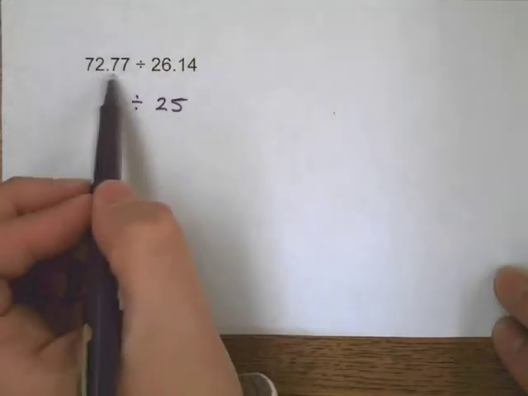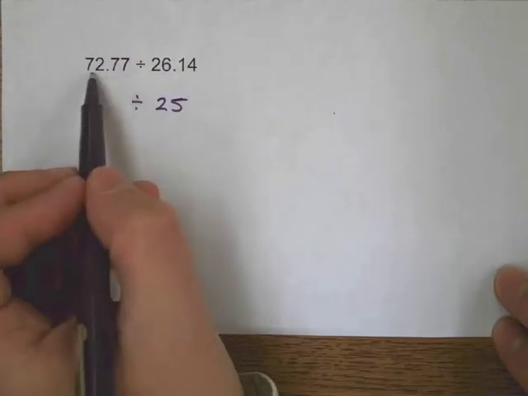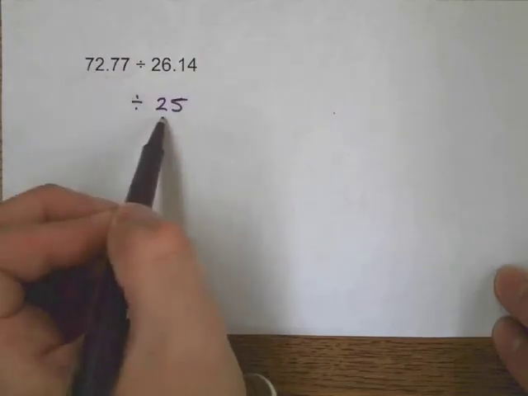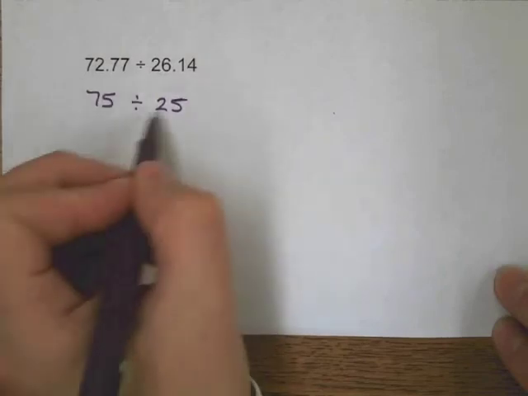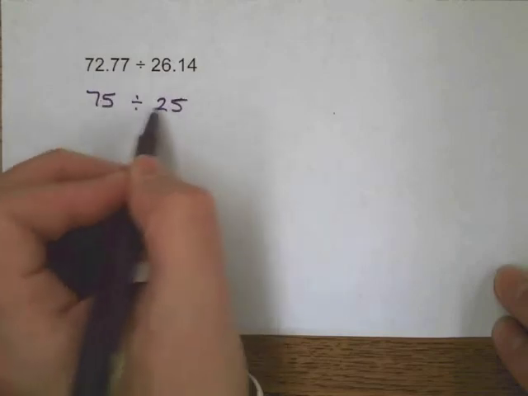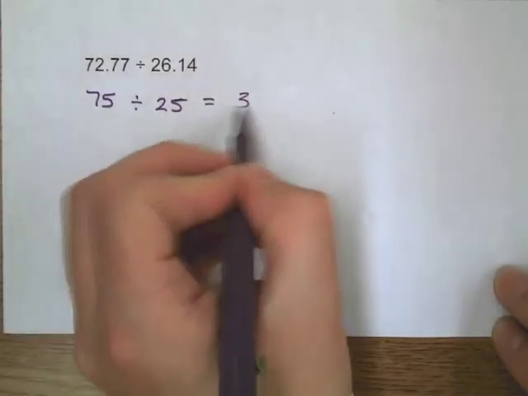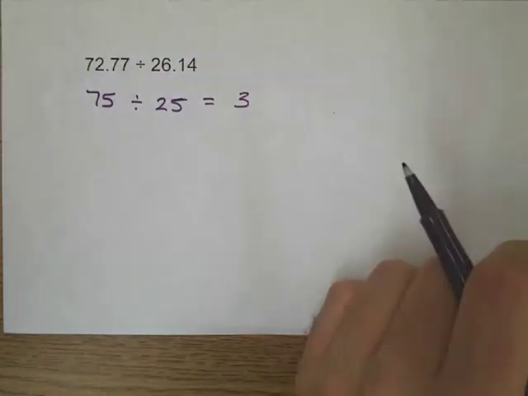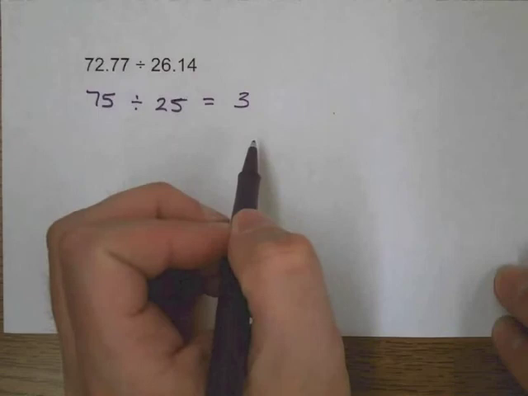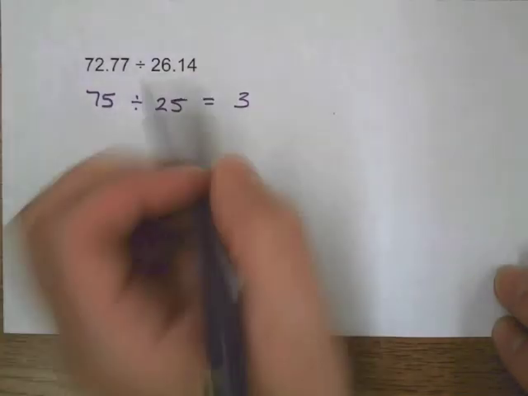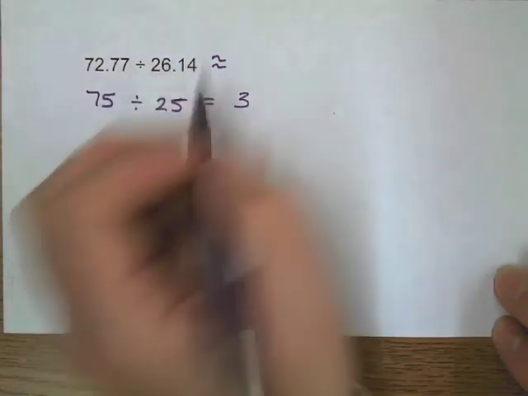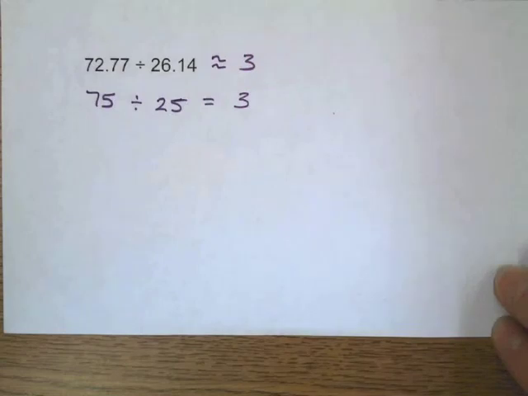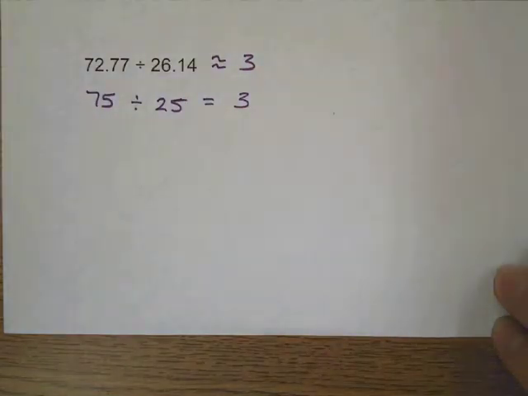Let's look over here, 72 and 77/100ths. A number that would be compatible with 25, 75 works really well with 25. Because I know, how many 25s go into 75? Well, 3 of those. 75 divided by 25 is 3. That's something I know very well from working with money, working with quarters. So I could say that 72 and 77/100ths divided by 26 and 14/100ths is going to be about 3. Exactly? No. But it's a pretty good estimate. It's a very good about number.